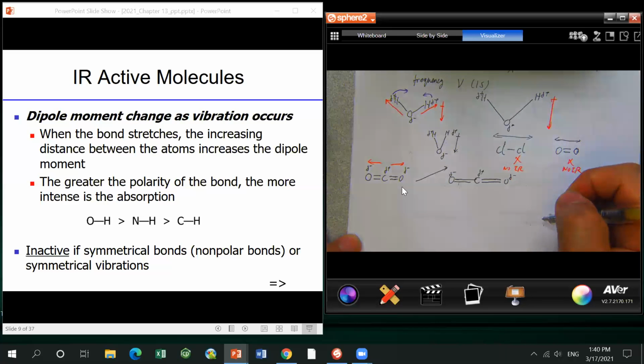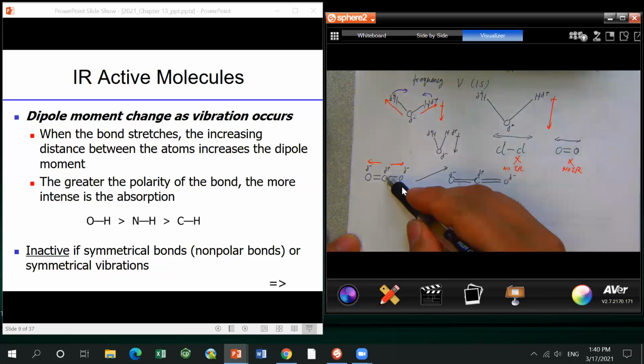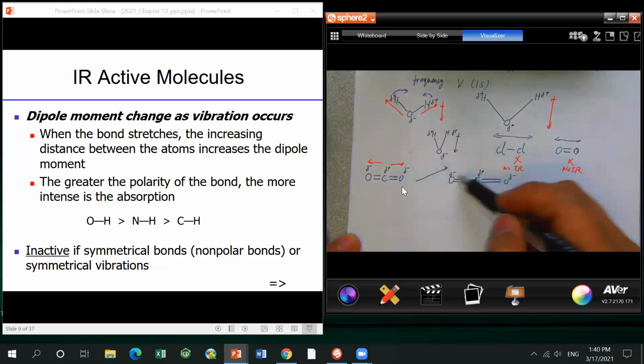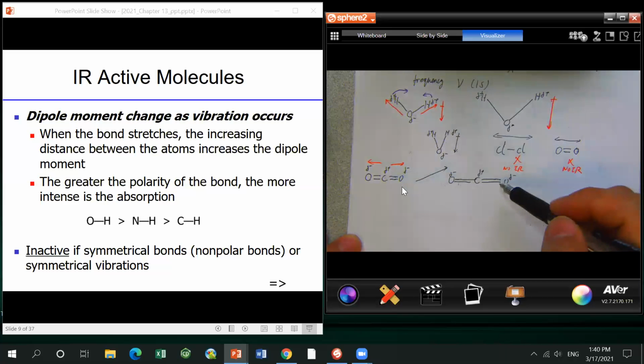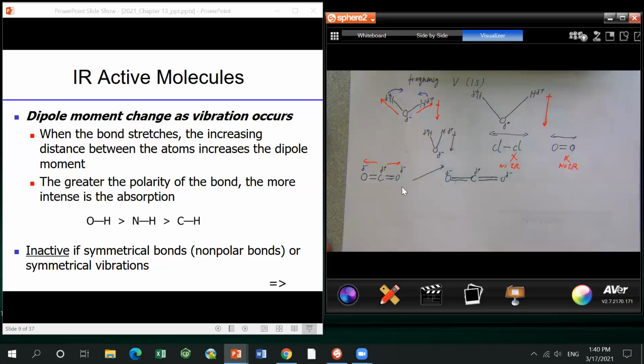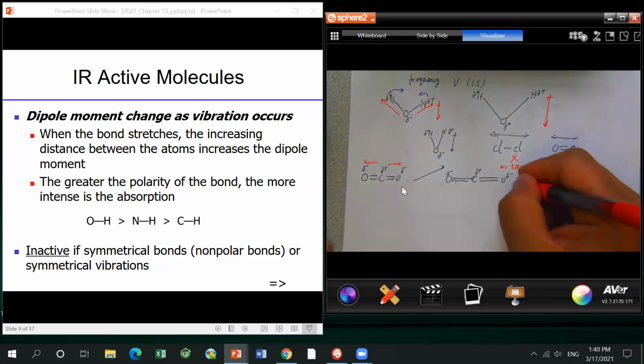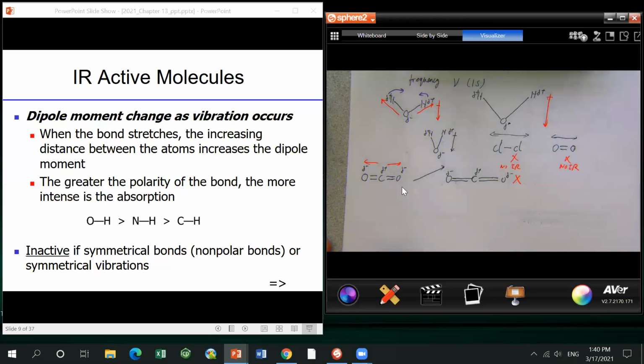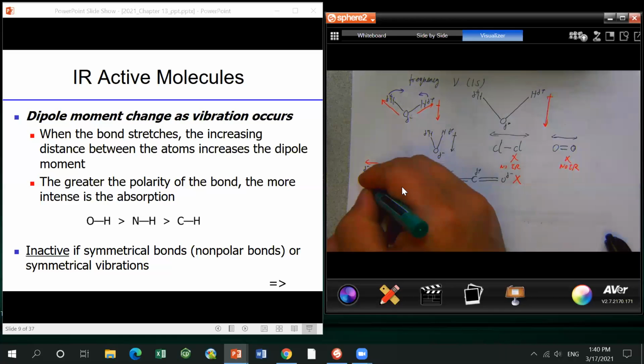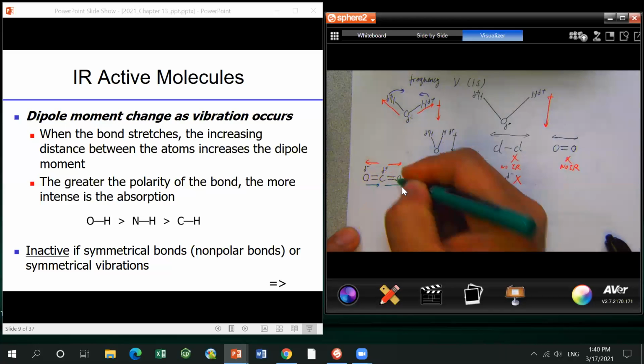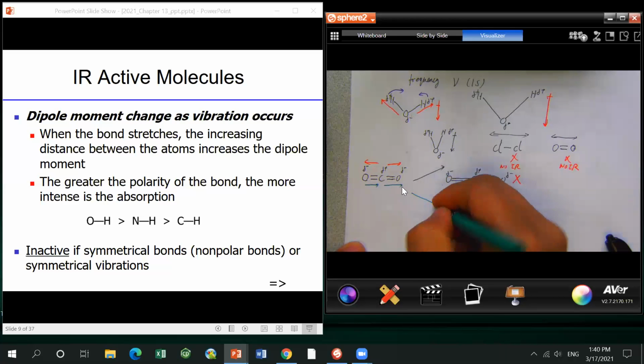Then you'll find that there's no dipole moment change for this symmetrical stretching, because the center of the dipole moment is still here, in the middle at the carbon. So here, no dipole moment change. That means for the symmetrical stretching of carbon dioxide, no IR absorption. But if you do the unsymmetrical stretching, like this, then there will be a dipole moment change.